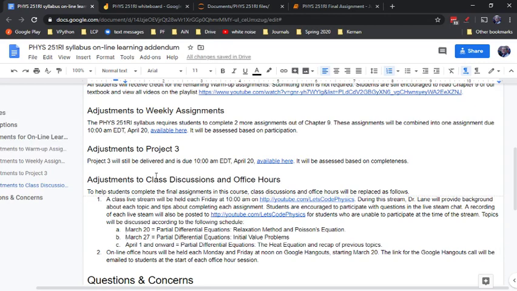On March 20th, we are going to talk about partial differential equations. This is the next step up from ordinary differential equations. And the next Friday, we'll talk about how we work with initial value problems. So today we're going to do partial differential equations in space, and next Friday we'll talk about partial differential equations in space and time. From April 1st onward, we'll sneak in a little bit about the heat equation, which is an important application.